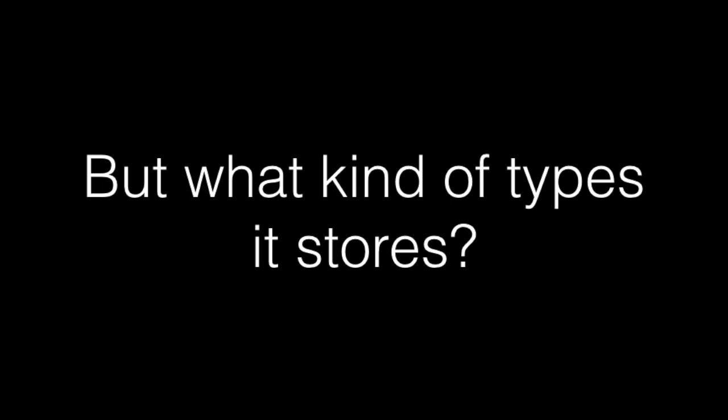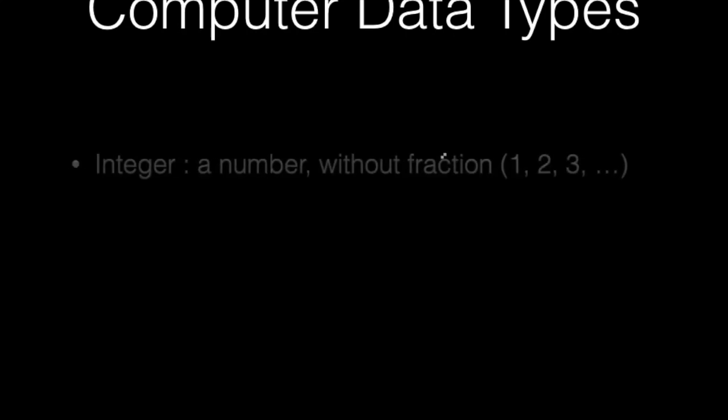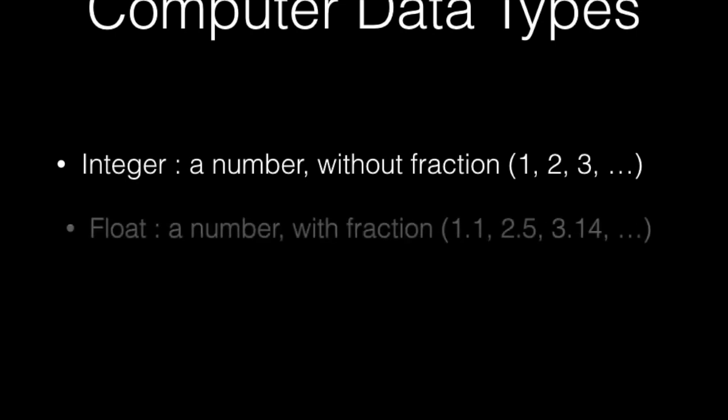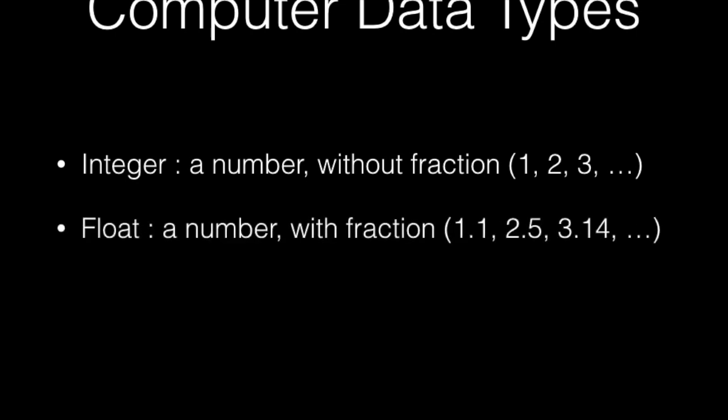So do the variables. But what kind of types do the variables store? There are common computer data types that it can store. That's integer, it's a number, a round number without a fraction, like 1, 2, 3. There's a float, that's a number, but with fraction, like 1.1, 2.5, 3.14, or anything with decimal places.